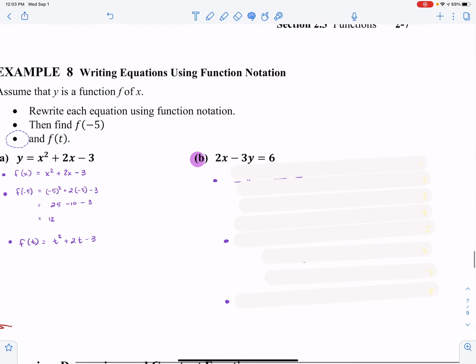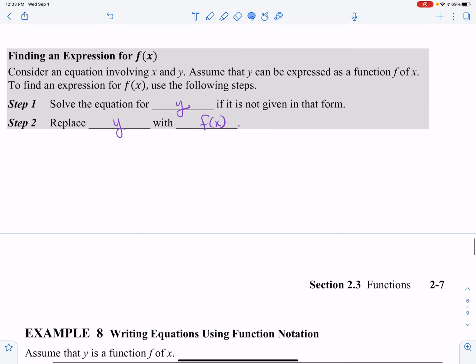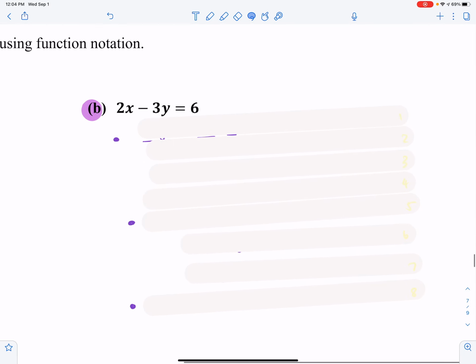All right, so the first thing that we want to do is rewrite the equation using function notation, and we're going to use our steps. Let's get y alone first. In order to get y alone, I went ahead and subtracted 2x from both sides. And then I'm going to divide everything by -3. Remember, this is kind of like share the love. So you want to take each of your 3 fractions and reduce each of those 3 fractions. So this is going to give you y equals a positive 2/3 x minus 2.